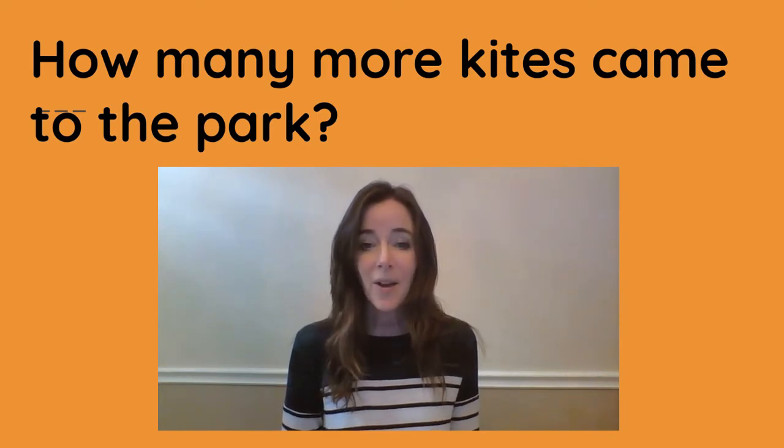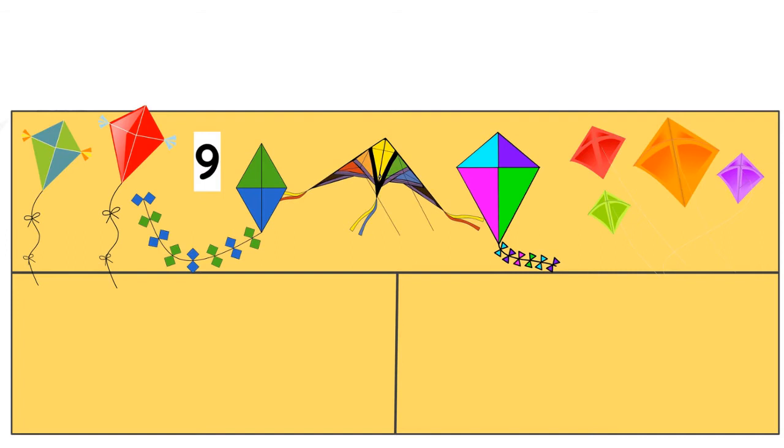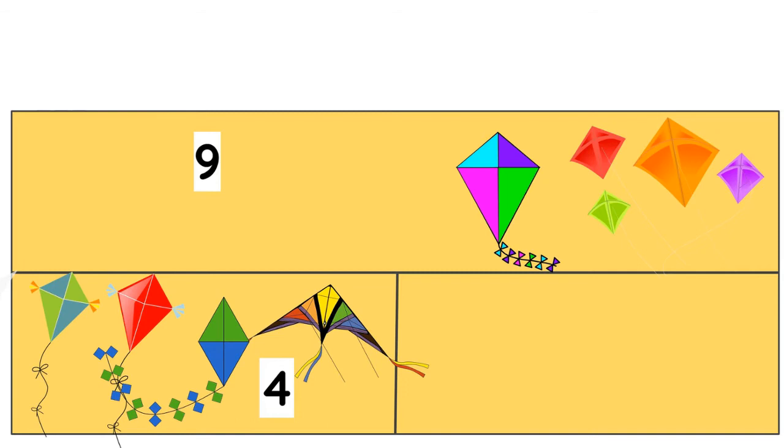We can solve this on a part-part whole mat. Ready? Let's do it. We'll start with our whole number, which is 9, because there were 9 total kites at the park. So I put them in the whole spot on the part-part whole mat. Now, what we need to do is put 4 of the kites in the part, because that is how many kites there were at the beginning of our story.